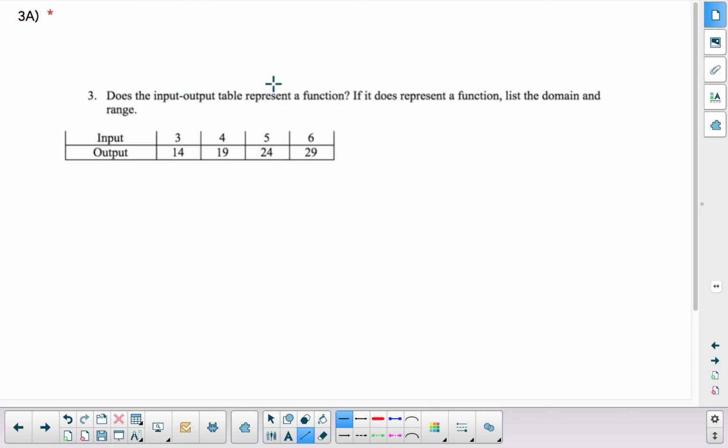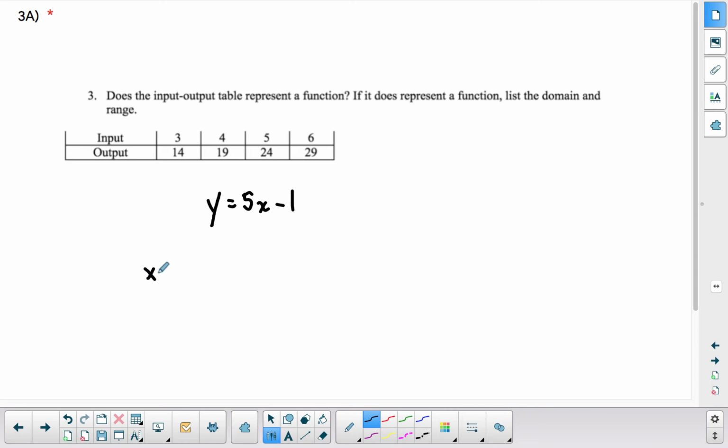Number 3, does the input-output table represent a function? Again, each input has one output. I would say that is a function. In terms of listing the domain, a couple of answers that I would have accepted here. This happens to be a situation where you are multiplying by 5 each time and then subtracting away 1. So the rule here is that y equals 5x minus 1. So I would have accepted all real numbers for x.